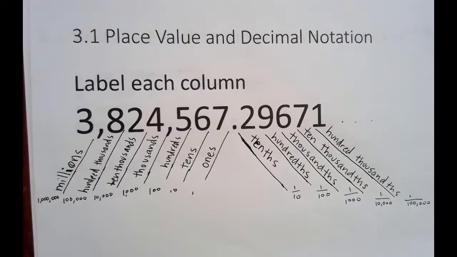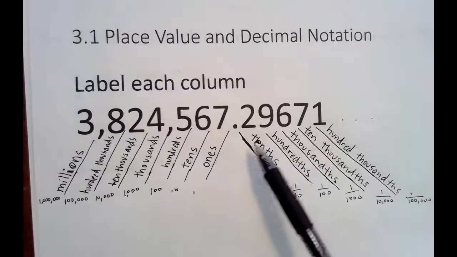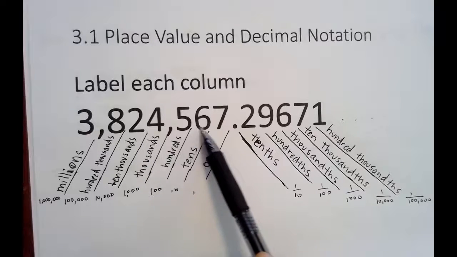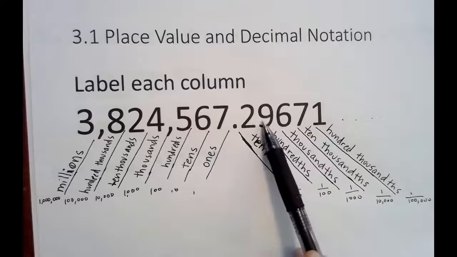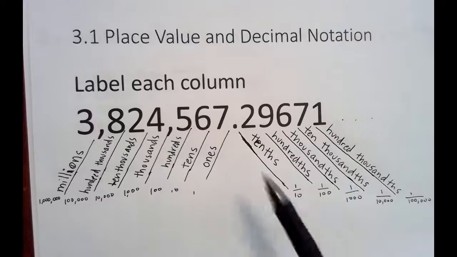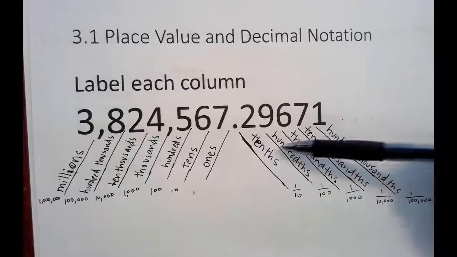Welcome to 3.1, which concerns place value and decimal notation. We start with an example that helps us illustrate some of the decimal notation and the place values after the decimals. I know we had talked about this before a little bit, but I just wanted to continue. So this number is 3,824,567 and 29,671 hundred thousandths.